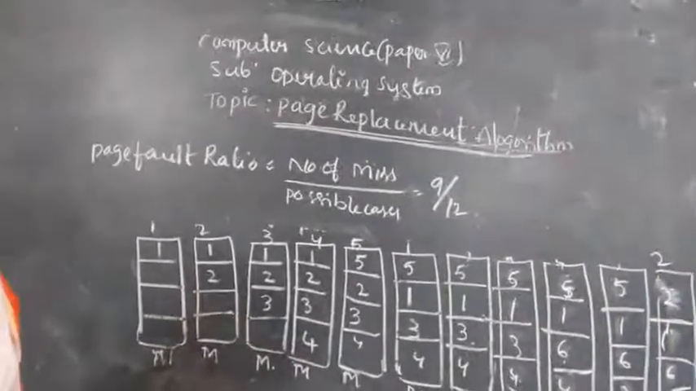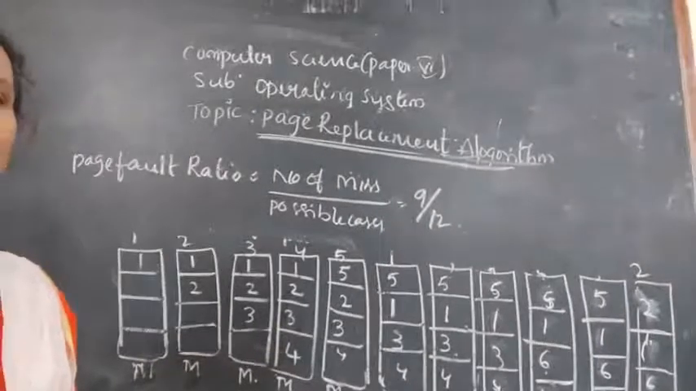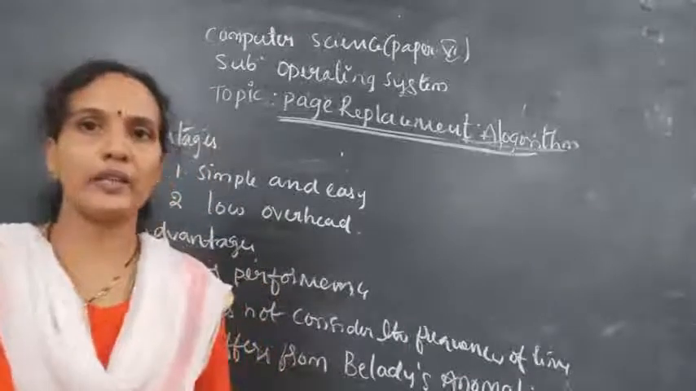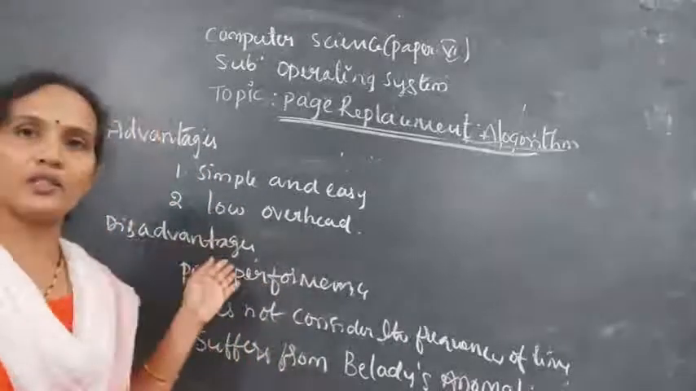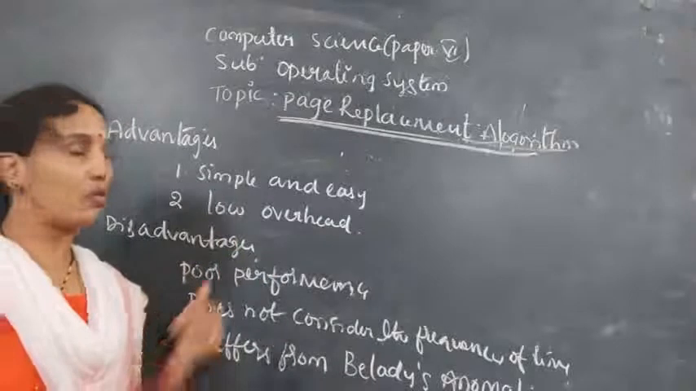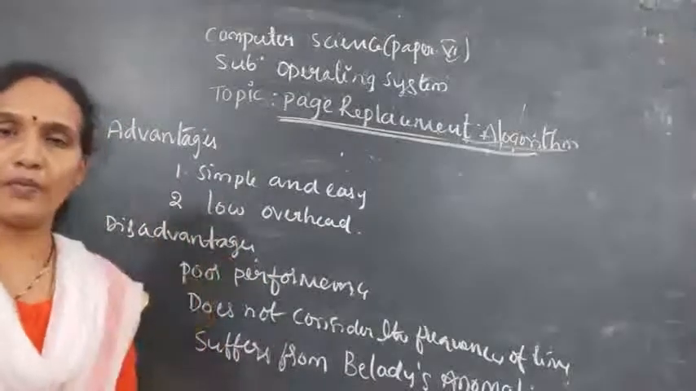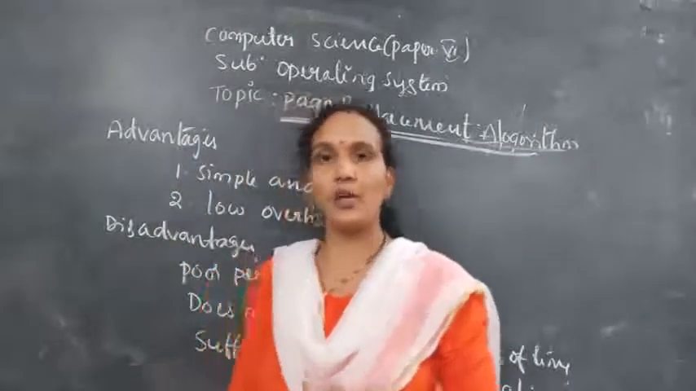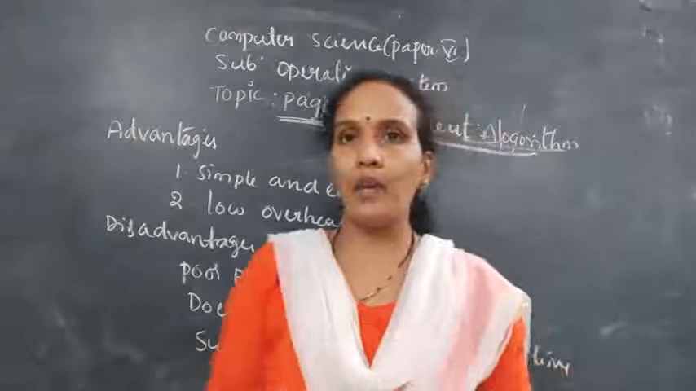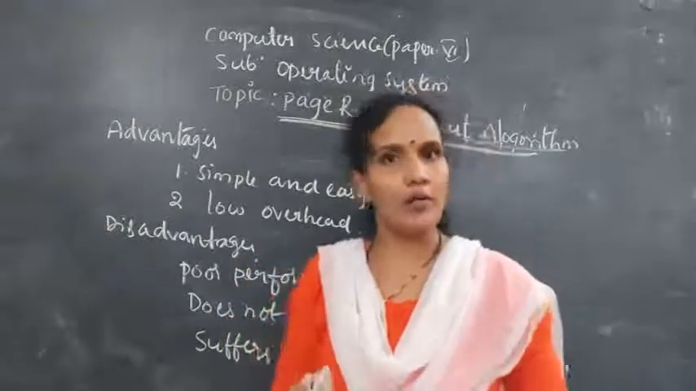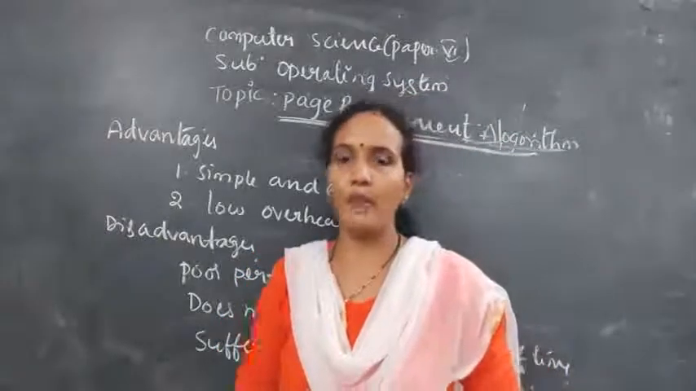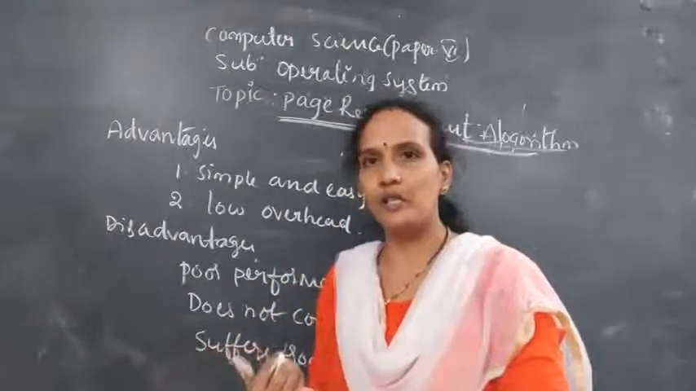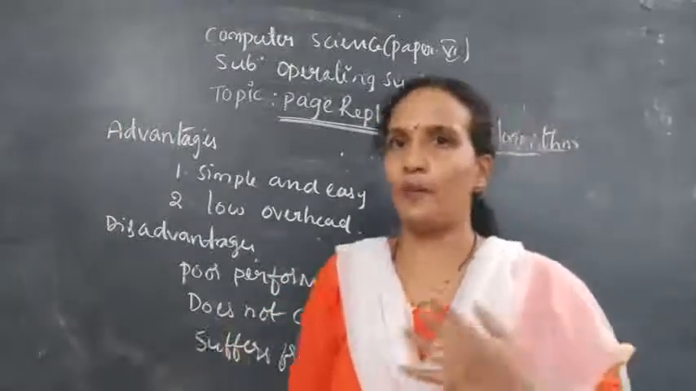Now we'll discuss the optimal page replacement algorithm. Actually, before going to the optimal page replacement algorithm, first we will discuss the advantages and disadvantages of first in first out. Then we'll discuss the optimal page replacement algorithm. What disadvantages do you have in first in first out? Few of those disadvantages are solved by the optimal page replacement algorithm. That is why first we'll discuss the advantages and disadvantages of first in first out. Then we'll go to the optimal page replacement algorithm.